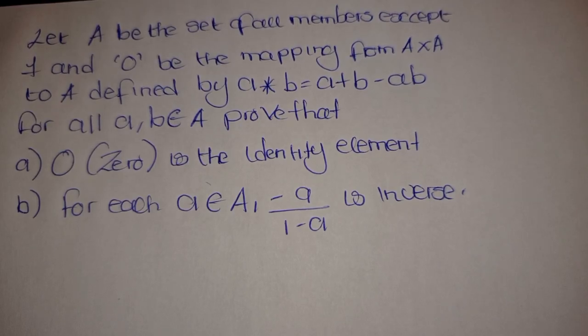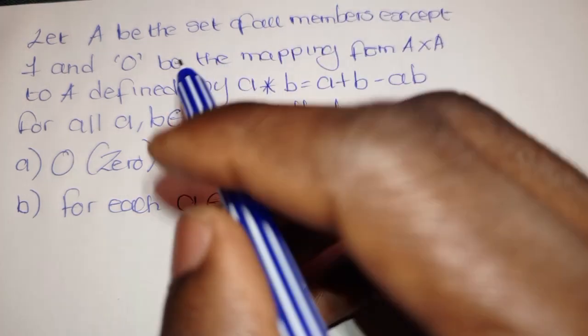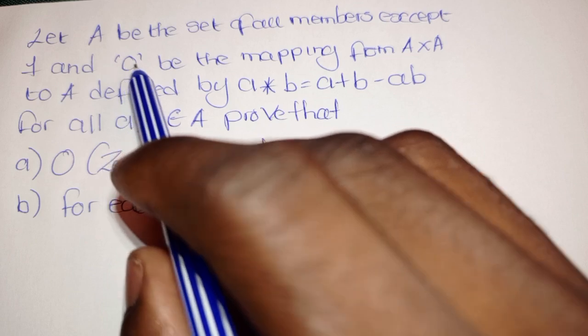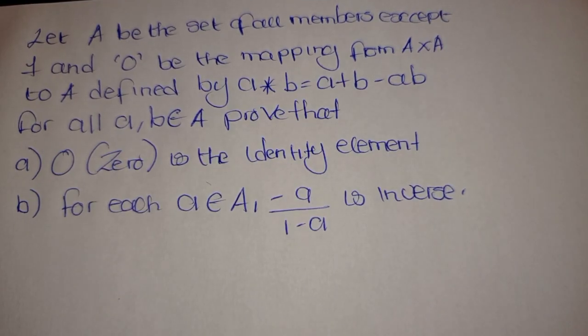So today we have one interesting question which reads: let A be the set of all real numbers except for one, and star. So we know for sure that this is a special kind of zero which is always included in the study of binary operation in the replacement of star.